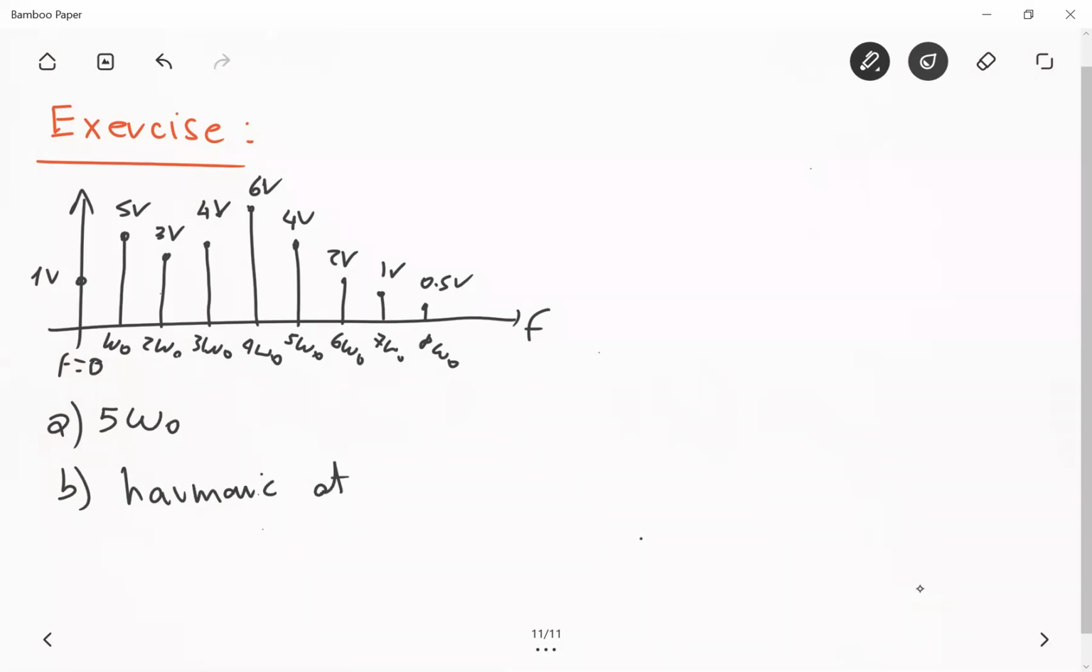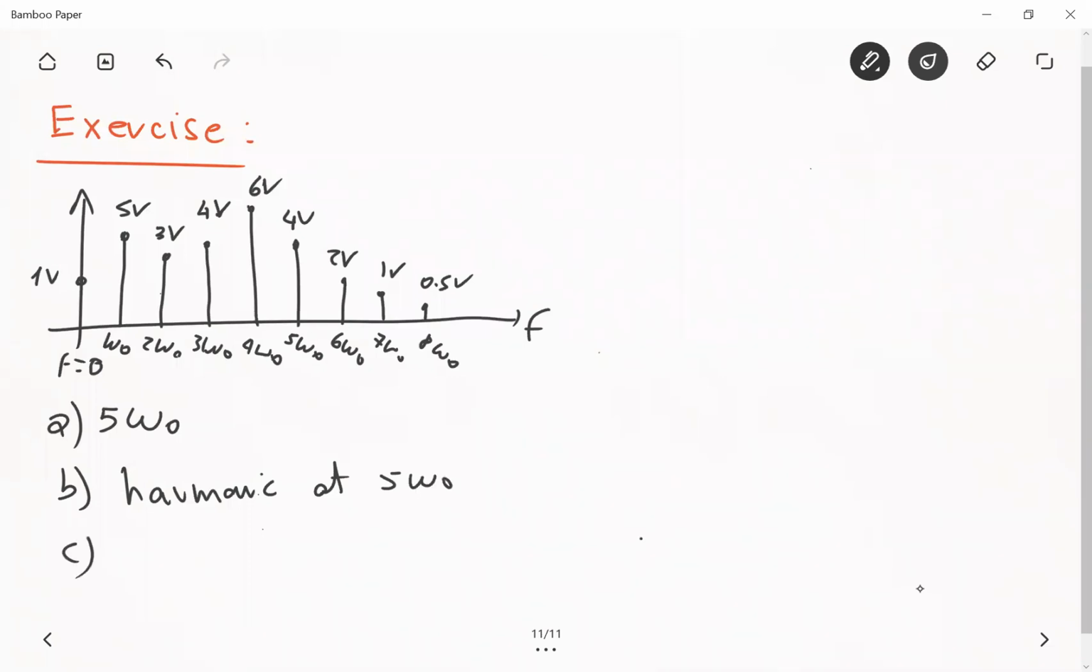The harmonics start from omega zero. So omega zero is the first harmonic, also called the fundamental harmonic. Then you have the second harmonic, third harmonic, fourth harmonic, fifth harmonic. The harmonic at zero frequency you can call harmonic number zero. So you start like IT guys, we start counting from zero rather than one. But the easiest way is just counting the number of harmonics, excluding the zero frequency harmonic. This is the easiest one to do. So the harmonic is five omega zero. This is the answer.